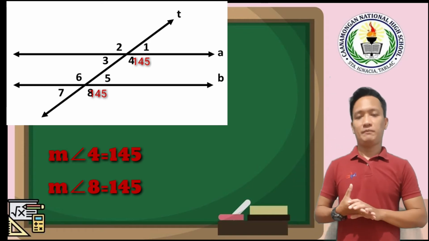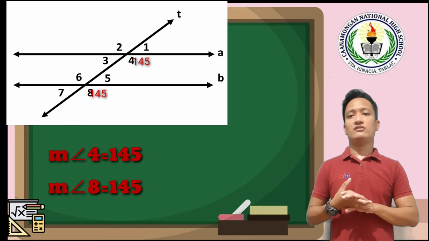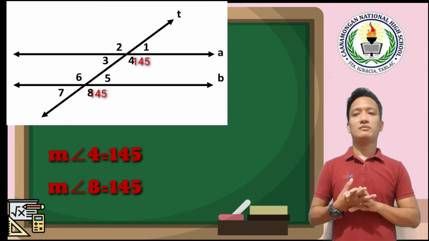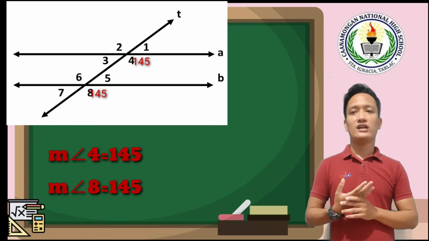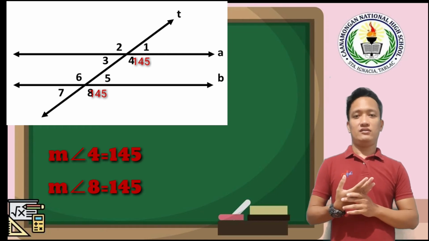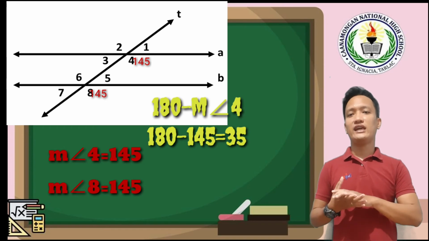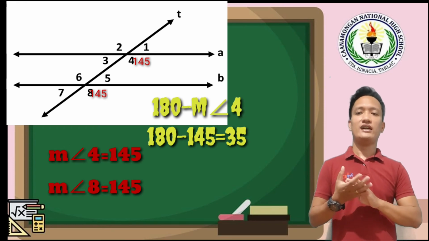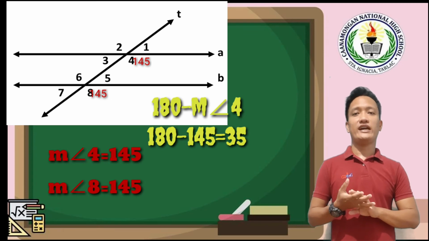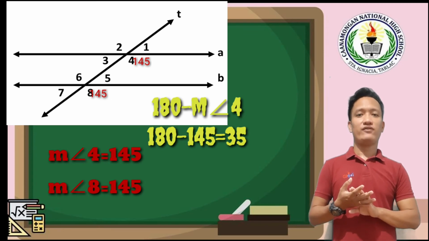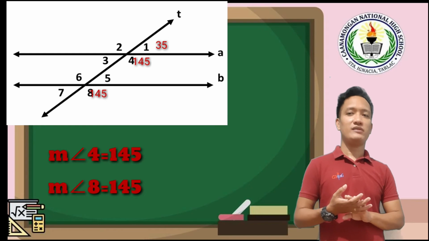So, they are linear pair. So, ano nga ba ang linear pair ulit? So, pag linear pair, pag pinag-add natin sila, they are equal to 180 degrees. So, 180 minus measurement of angle 4. So, which is 145. Kaya yung natira is 35. Ayan. So, 35 na siya.